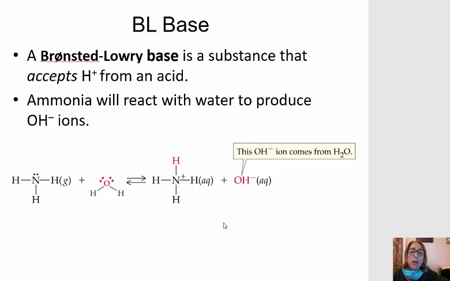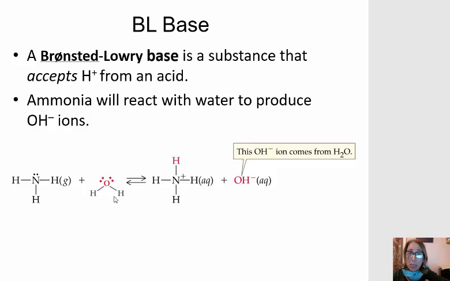And what's happening here is a base is actually dissolving in water. So when acids and bases dissolve in water, they actually react with water. So ammonia is a base and it accepts a proton from water.